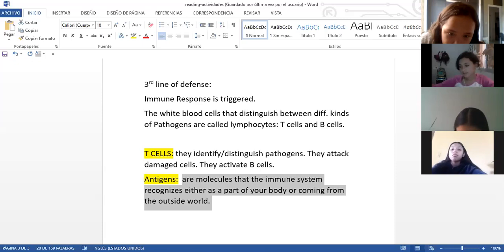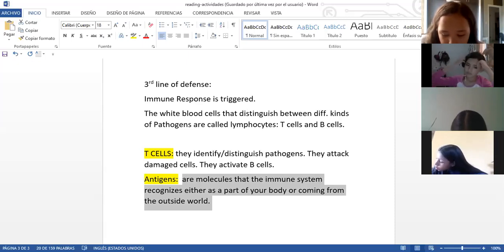Lymphocytes. Very good. Now, how many types of lymphocytes do we have in the immune response? Two, the T cell and the B cell. Very good. Now, which one is in charge of identifying the pathogens that do not belong to our body? The T cells. Very good.